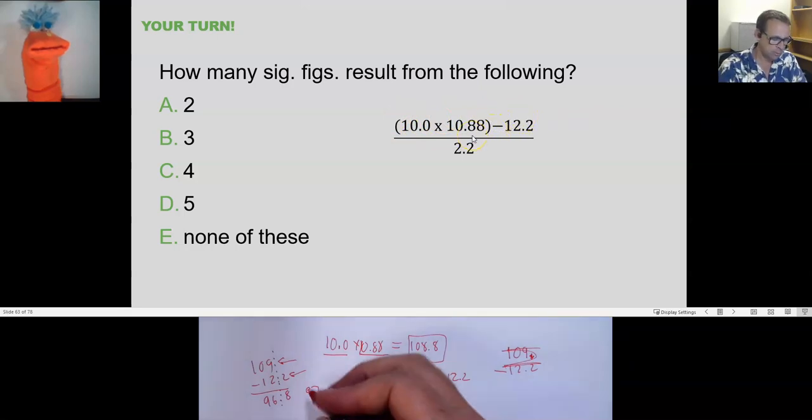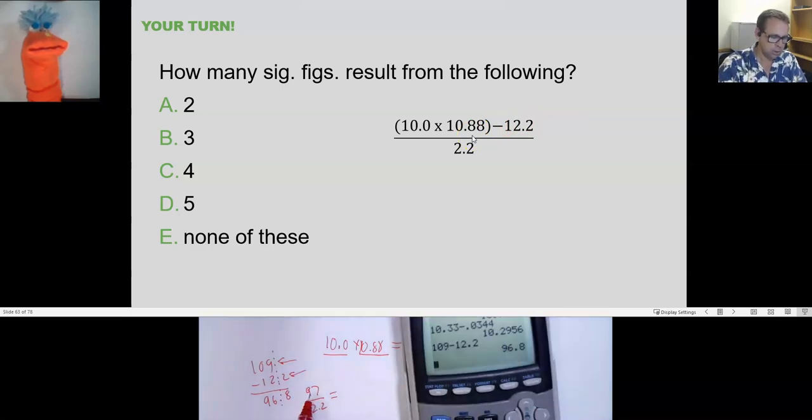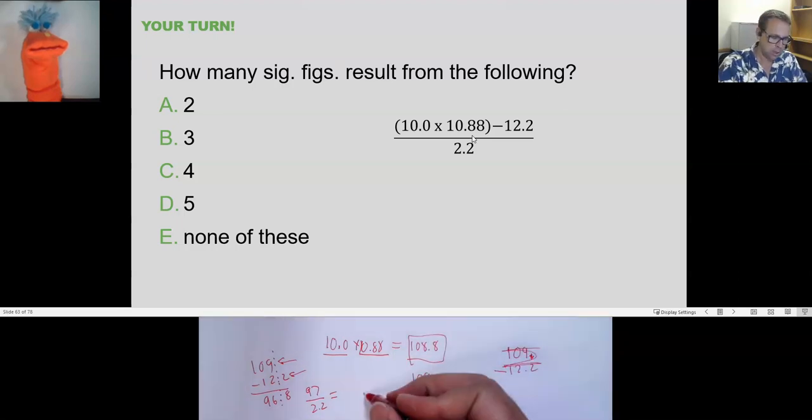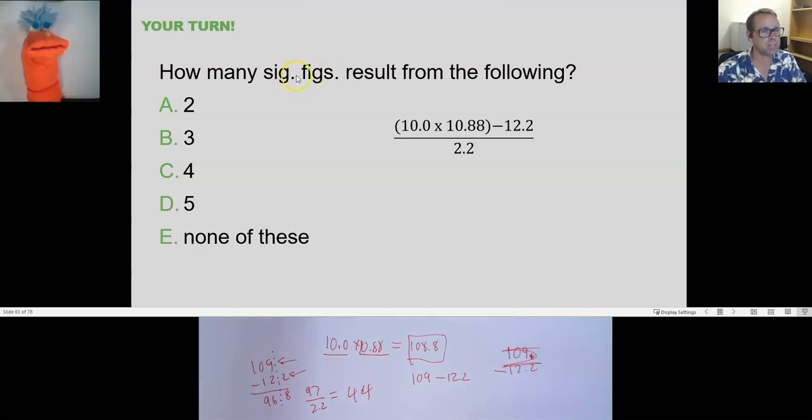Now I'm going back to division again. So I go divide by 2.2. All right. I have 2 significant digits here, 2 significant digits there. So 97 divided by 2.2, that's going to be 44. And the answer is one thing, but what I'm after here is how many significant digits. This is division, so I started with 2 on both of them, so my answer is going to have 2. So the answer there is going to be 2 significant digits.